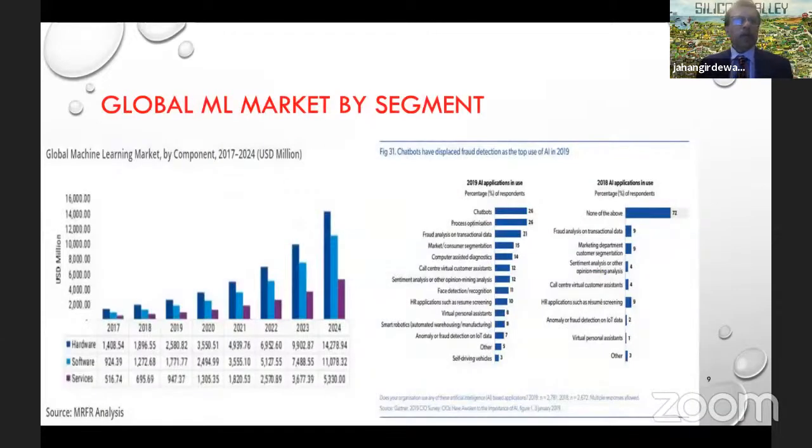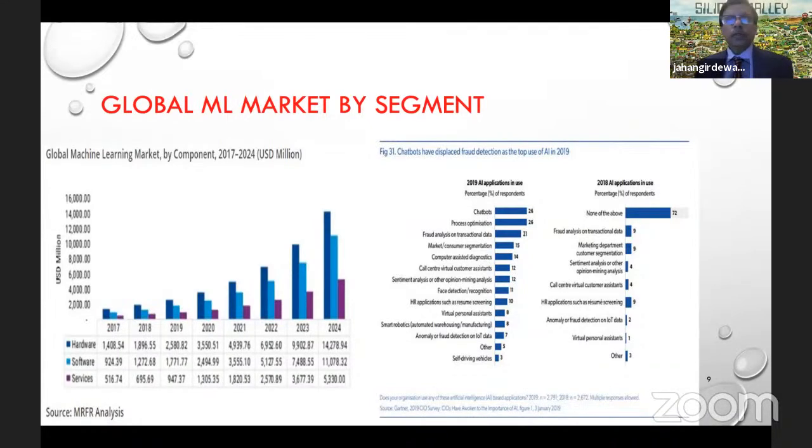And here is the global market by segment: hardware, software, and services. It looks like hardware has been dominating a lot. Hardware in 2019 was 2.5 billion, and in 2020 it has grown to 3.5 billion, and by 2024 it will be almost 4 or 5 times that.